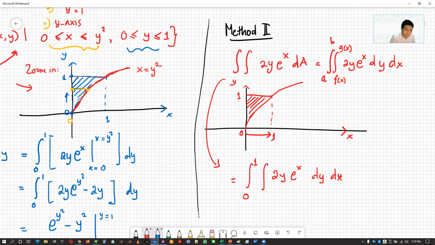But now how about the y itself? Look at this. The y itself is from where? From this one until this boundary. From this one, what do we have here? We have actually x is y squared, but you cannot directly calculate it.